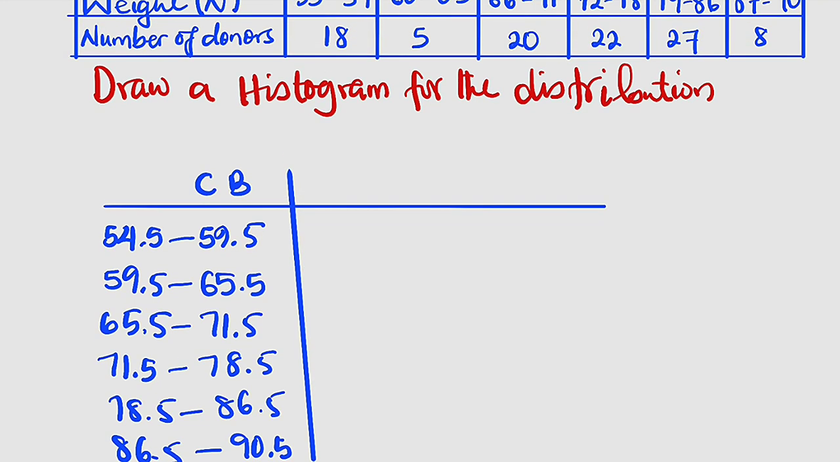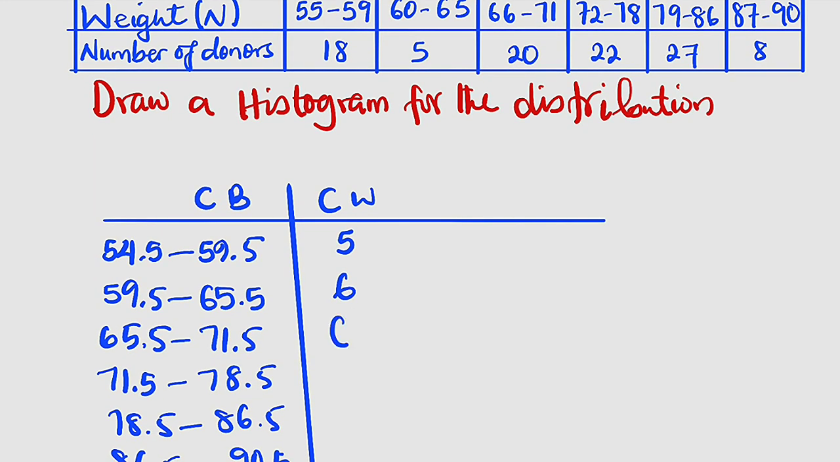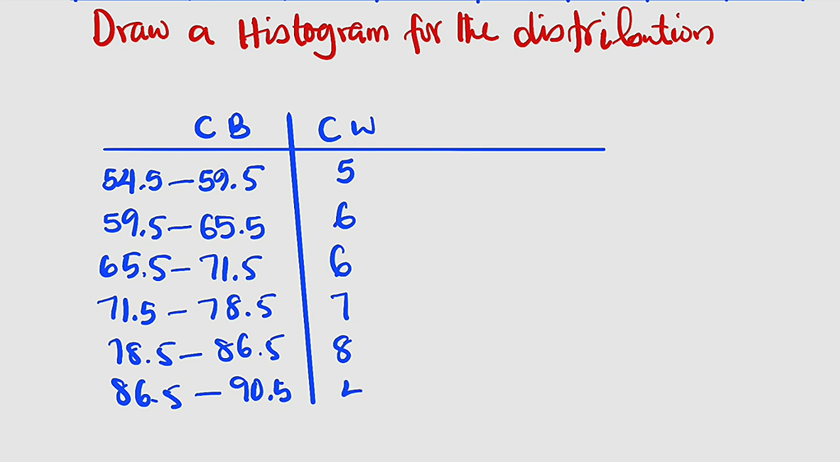Then we need to calculate class widths. I told you that we have different class width. This is why we are using frequency density. So the class width is going to be this minus this, which is going to give us 5. This minus this will give us 6. This minus this will give us 6 again. This minus this will give us 7. We have 8, and finally we have 4. You see, we have different class width.